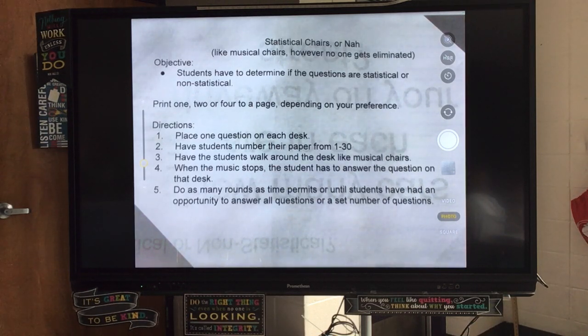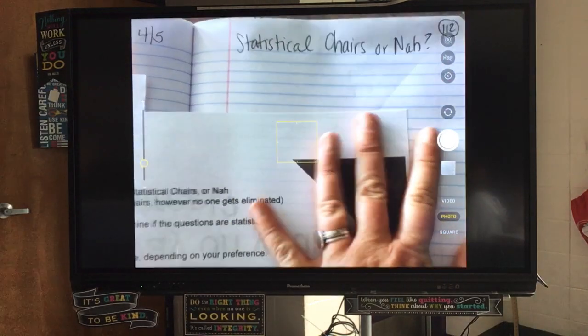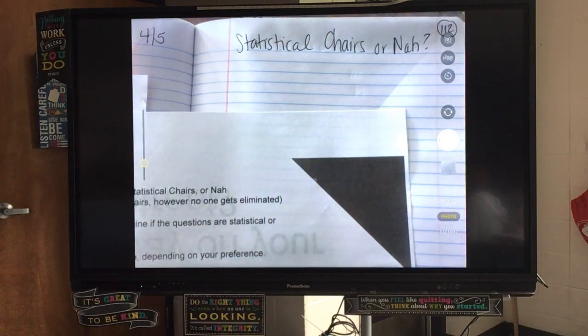Thank you. Amazing. And then, you just need to title your notebook page statistical or not. Please do not write on these papers when you sit down, you're just writing statistical or not statistical, that is it.